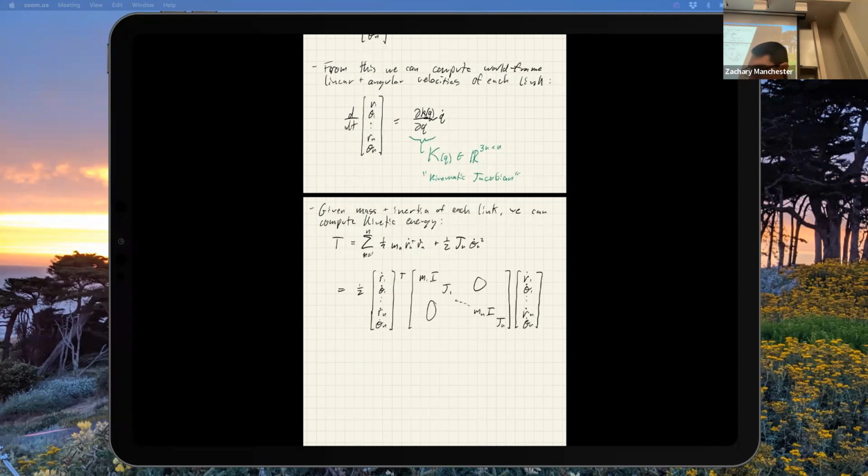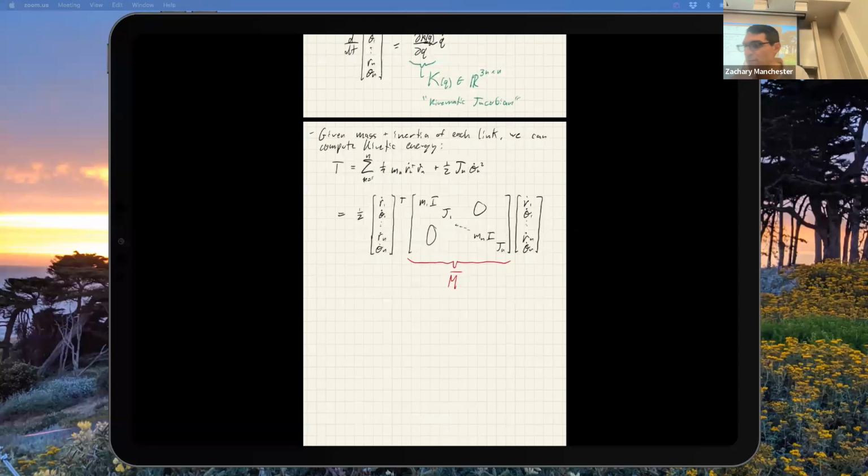Cool. So we're going to call this big block diagonal thing, which just has the scalar mass and inertias along the block diagonal for each link, M bar. There's other names for this. I would call this the maximal coordinate mass matrix or inertia tensor, whatever you want. The important thing to note is that this M bar for any system is always constant. It's not a function of any joint angles or anything. It just collects all the mass properties in a big block diagonal matrix.